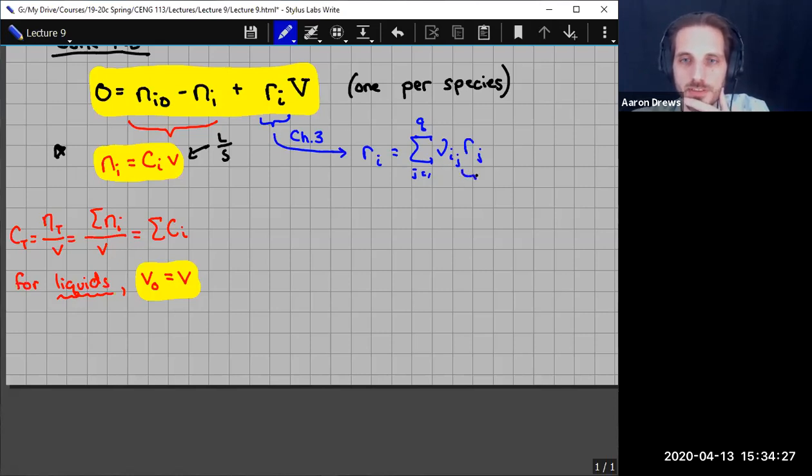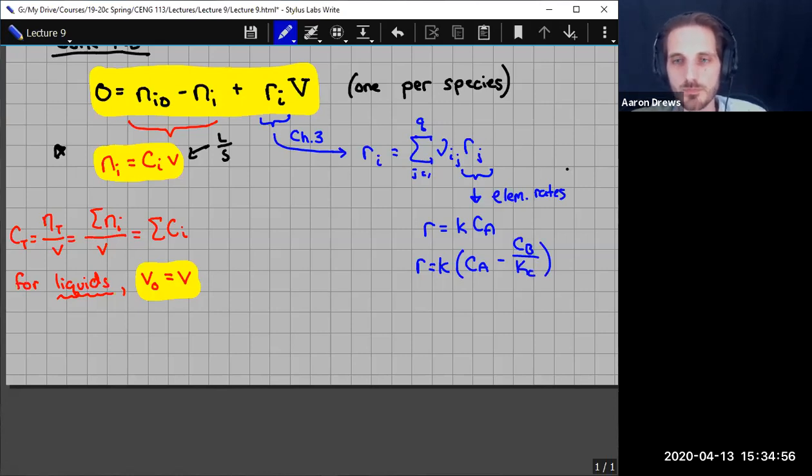We also looked at this R sub j, and so we found out for elementary rate laws, or elementary rates, R sub j looks like things like K, actually I'm going to get rid of the subscripts there. R might be something like K C_A, maybe it's K C_A squared, whatever. If it's reversible, then it often looks something like K C_A C_B over K_C, right? This was also chapter 3.